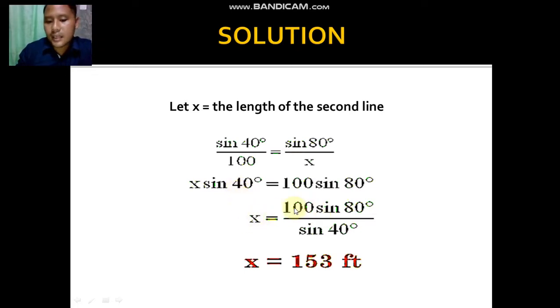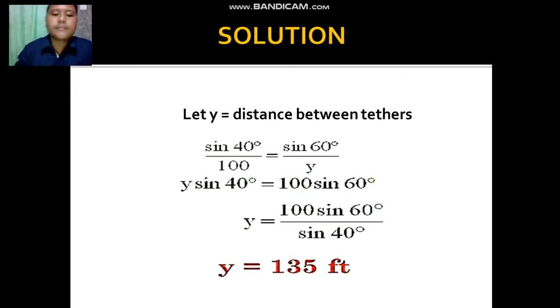In the right hand side, this product is being divided by the sine value of 40 degrees. Using the scientific calculator, the value of your x will be equal to 153 feet. That answers the first question. Let's have the solution for the second question. Let y be the distance between the tethers.